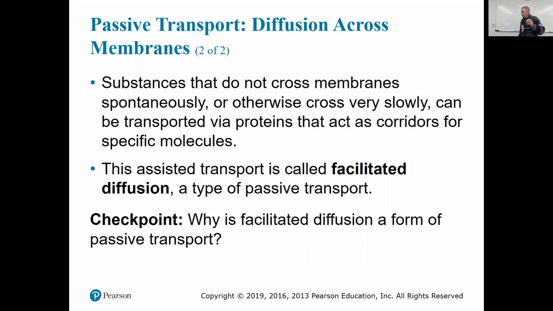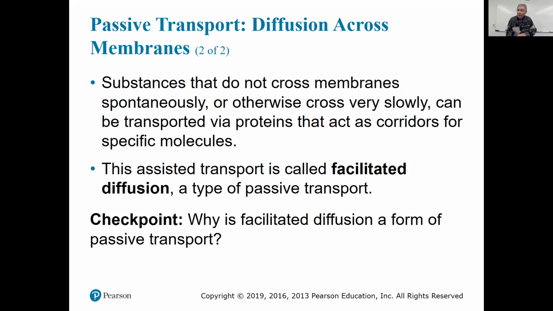Okay, substances that do not cross the membrane spontaneously or otherwise cross very slowly can be transported via proteins that act as corridors for specific molecules. This assisted transport is called facilitated diffusion. Technically, you can't really talk about regular diffusion except for nonpolar molecules. Nonpolar molecules come across the membrane without any assistance whatsoever because they are nonpolar and the cell membrane is a nonpolar structure. So steroid hormones come right across. Any kind of fat goes right across, okay?